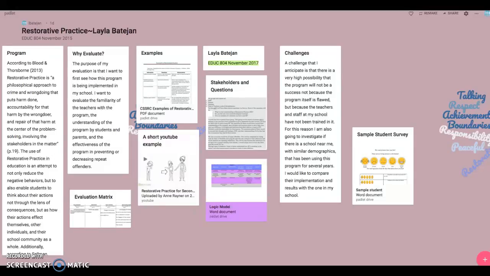So for this reason, I'm also going to be looking at a school with similar demographics near me that has been using restorative practices for the last few years and see if the reason that it's not working in my school is that the teachers and staff and students aren't trained in it, or if the program itself is flawed.